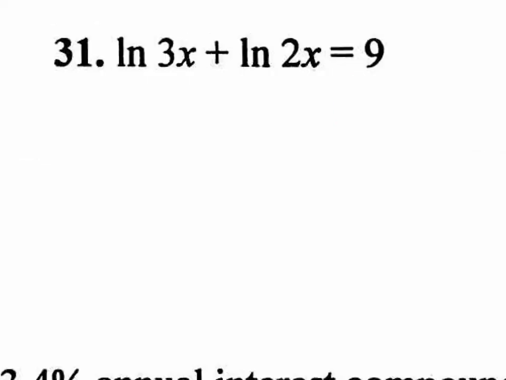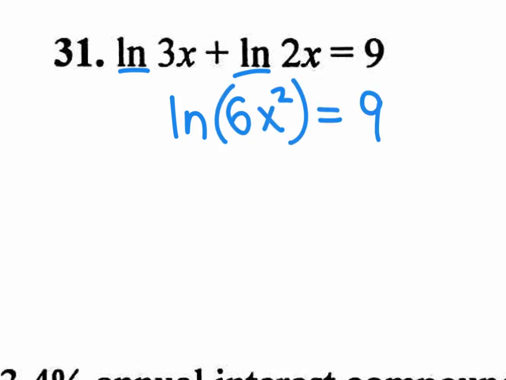31, super quick. We are going to use the product property because there's a plus sign to condense it. Both of those ln's are going to become one single ln. And of course we're using the product property, which means we need to multiply both of those. So 3x times 2x is 6x squared. Bring down the equals 9. And of course, to get rid of a natural log, you're going to raise both sides to be the powers of base e. So you really have e to the ln, which cancels out, and e to the 9th, that's the actual number. So we have a new equation that says 6x squared equals e to the 9th.